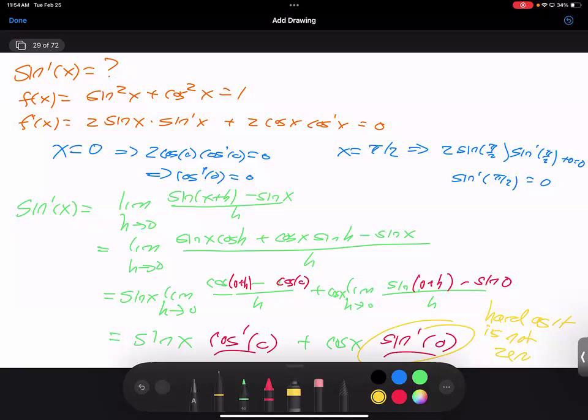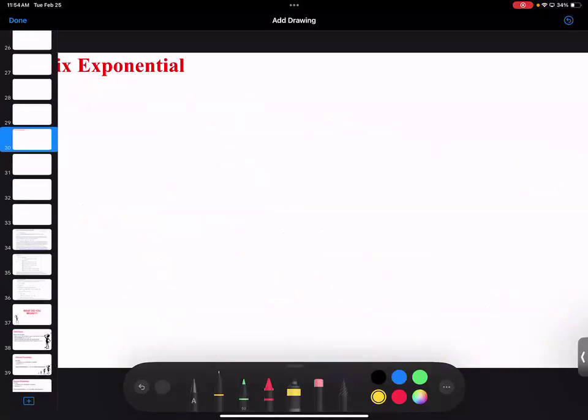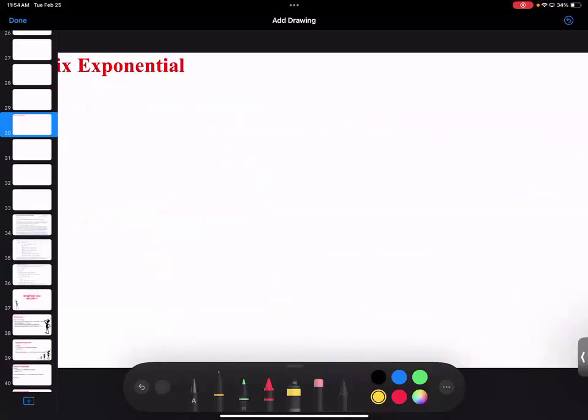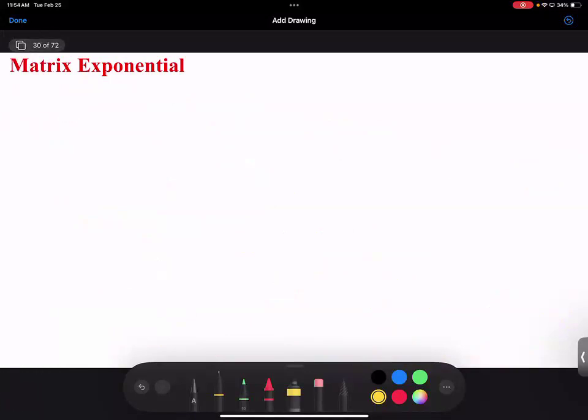How many of you have done this before? Okay, that's why we have a class like this. Okay, so we'll put the matrix exponential on hold a little bit, just to finish things off. We need to calculate sine prime of 0. Anybody remember how you calculate that? So we need the limit as h goes to 0 of sine of h over h.